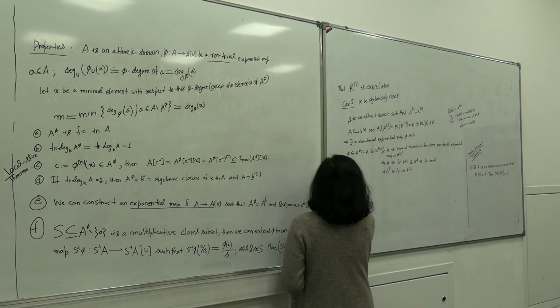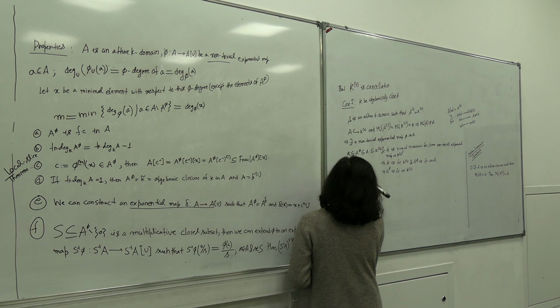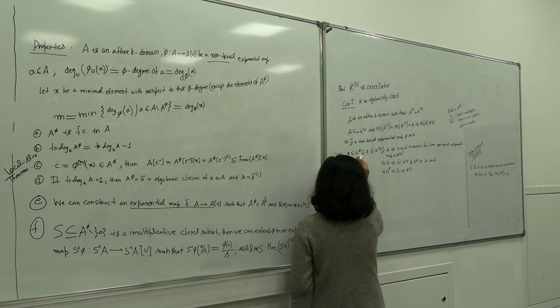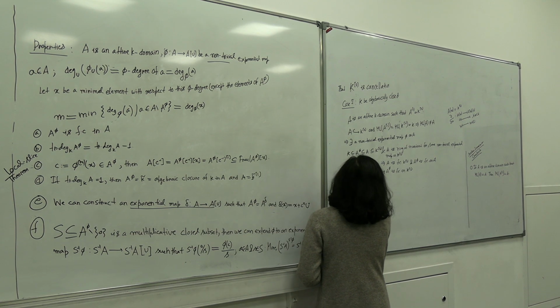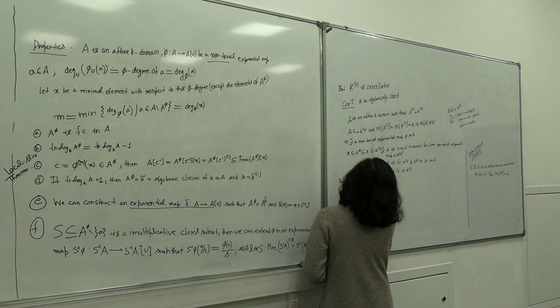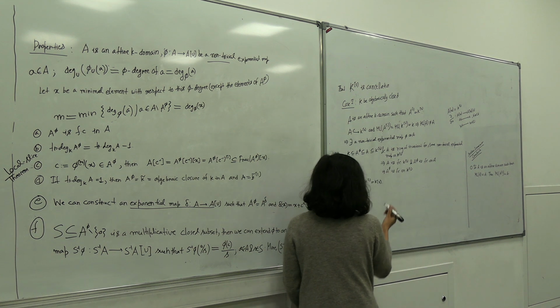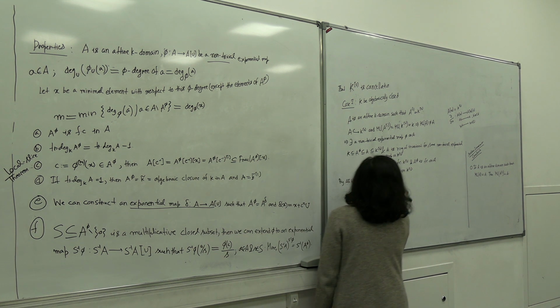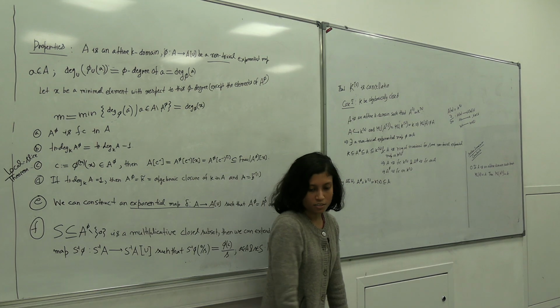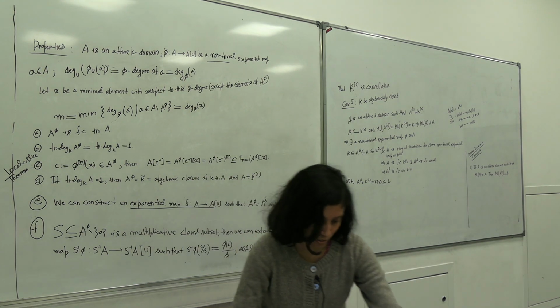Now I can apply Abhyankar, Eakin, and Heinzer, and because the transcendence degree of A to the power 5 is 1, by Abhyankar, Eakin, and Heinzer, A to the power 5 is actually A of 1. Let me call it K of Y. And this is inside A. Okay. So now we are in this position.